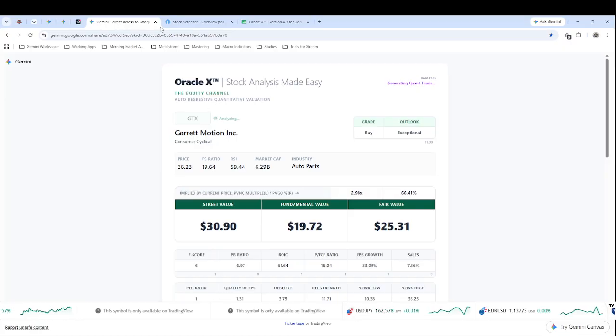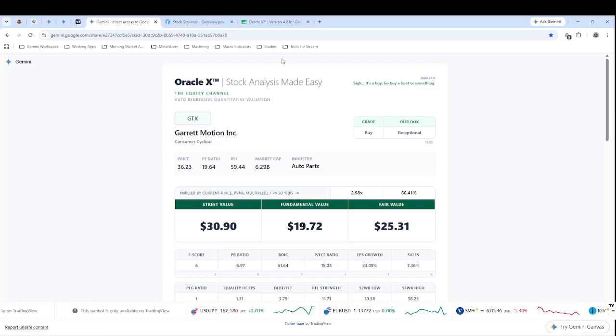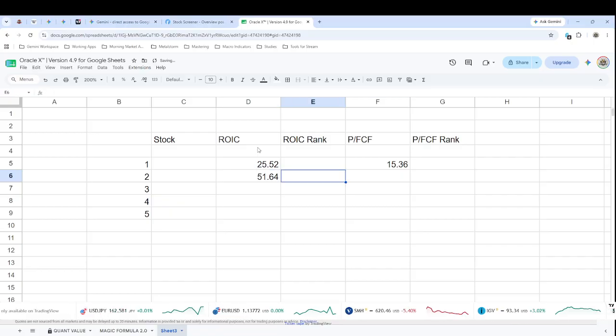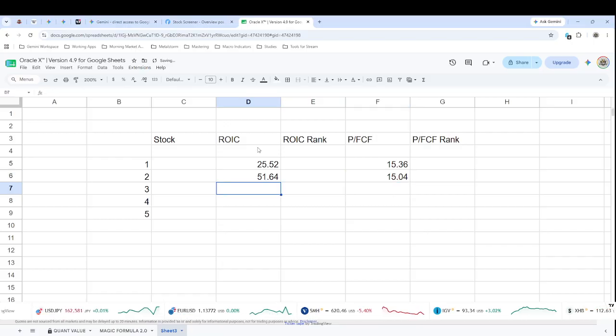All right, Garrett Motion, a buy with an exceptional outlook. Okay. They're not trading at a discount, but they have the F score, the return on invested capital, and the relative strength. All right, let's put them on the list. Price to free cash flow 15.04. All right. 15.04. Okay.